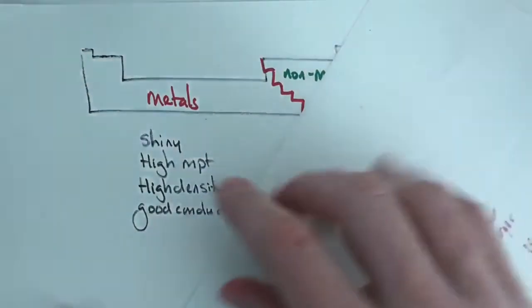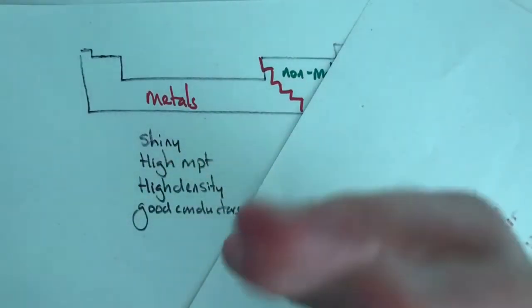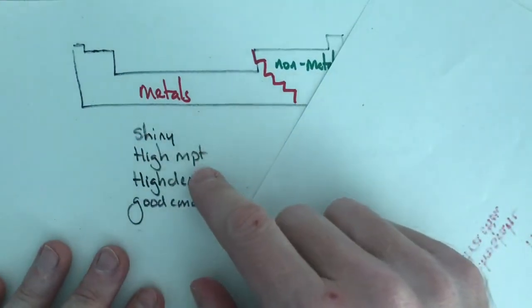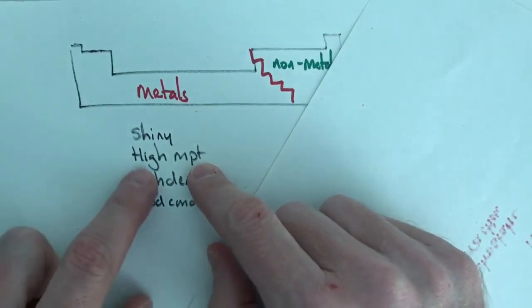In terms of metals then, what do we know? We know that metals are shiny, and these are all general properties, okay? So in general, metals are shiny. They have a high melting point. You should know why. I'm going to put the asterisk there.